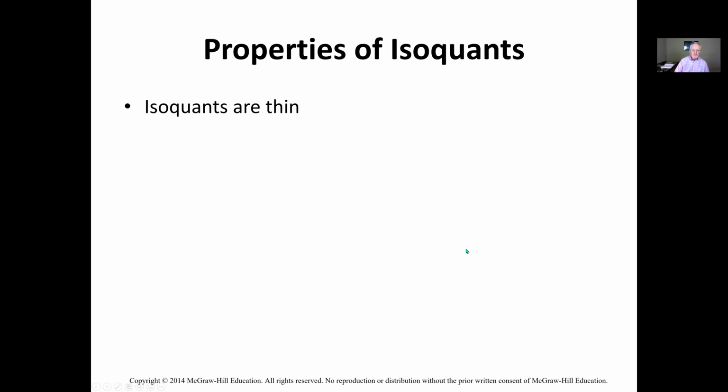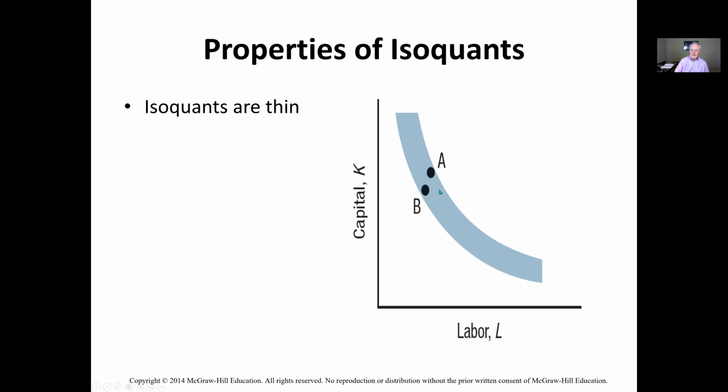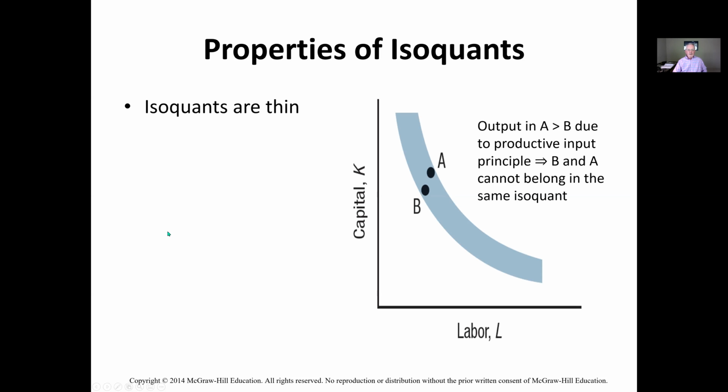So these properties of isoquants: they're thin. They can't be thick because in this case, again, we would violate that input principle that if we increase both inputs by some positive amount, output would stay the same. So B and A couldn't possibly be on the same isoquant because A would have to imply greater output than B. So isoquants have to be thin. They're one point thin.